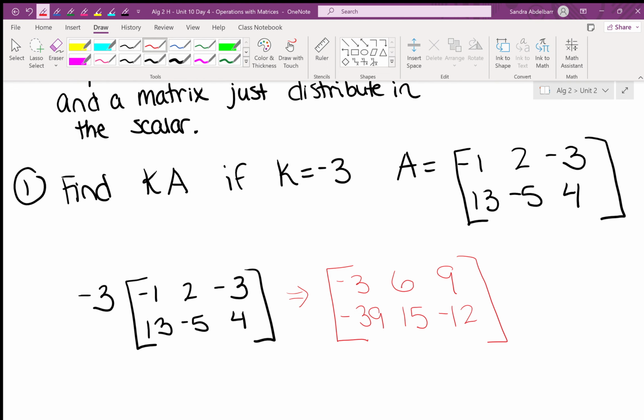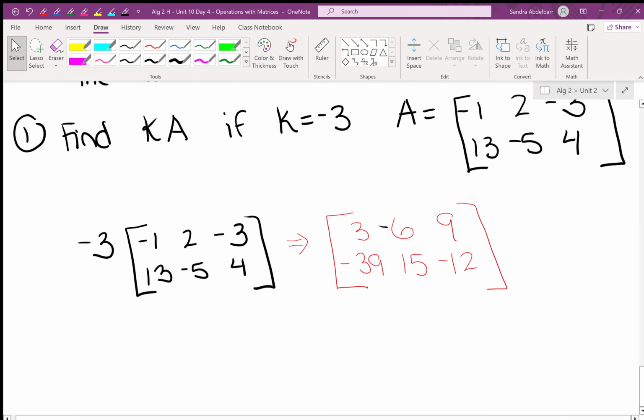I'm sorry? Oh, you're right. +3 and -6. Thank you. There we go. All right, so that was easy peasy. Now let's talk about the rule for multiplying two matrices together.